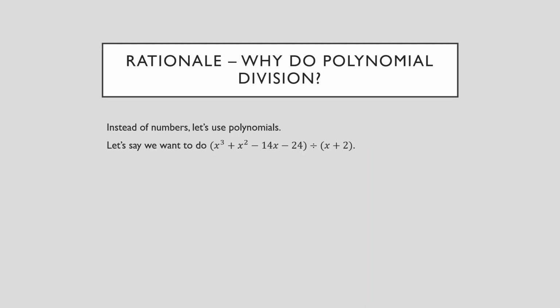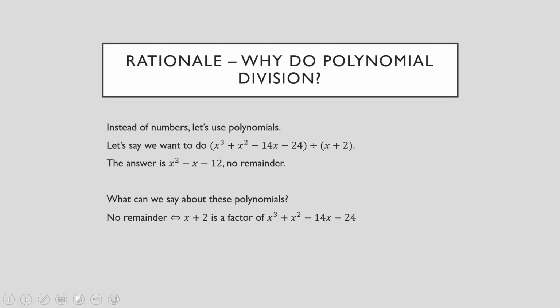Forget about how we do that for now. We haven't learned how to do that yet. Just take it for granted that there is an answer, and we get an answer of x squared minus x minus 12, and there's no remainder. We'll see how to do that in the next video. So what does this tell us about these polynomials? It's exactly the same thing as with the numbers in the previous slide. If there's no remainder, then x plus 2 is a factor of this original polynomial. That's what it means for there to be no remainder.